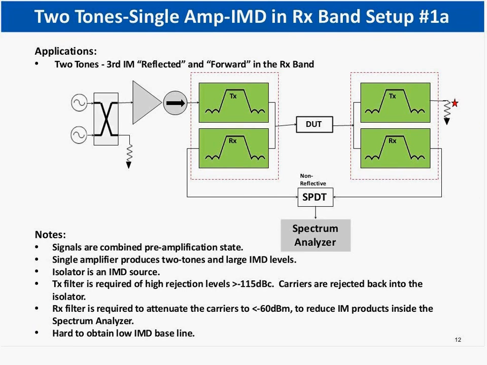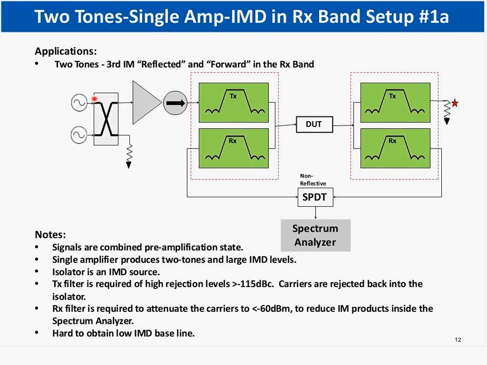Let's talk about IMDs in the RX band. IMDs created by two tones in the TX band, setup 1A. I didn't put this setup here because I like it. I put this setup here to get over it and remove it from the table. Basically, we are combining two signals into a single amplifier. This is a single amplifier setup. I personally think that this has a disadvantage over two amplifiers, as we will see next.